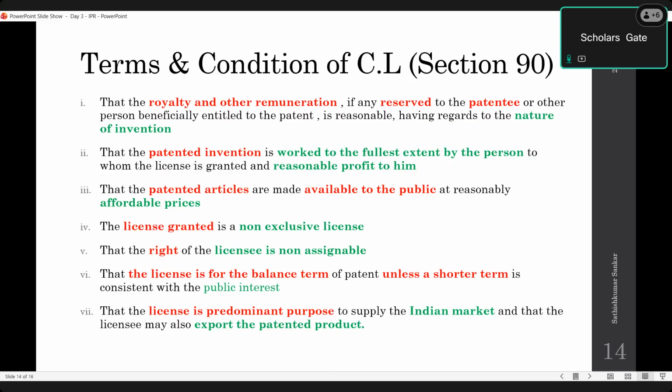Okay, now next, that license is for the balance term of the patent unless a shorter term is consistent with the public interest.